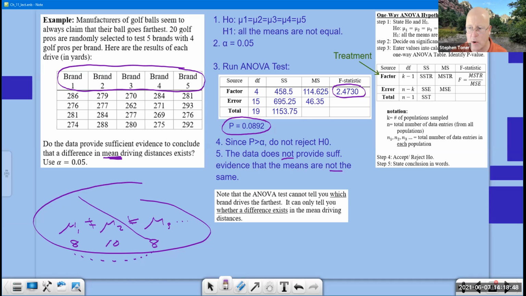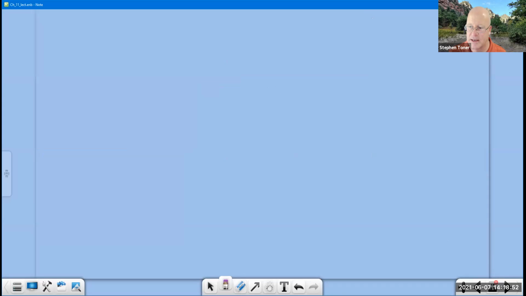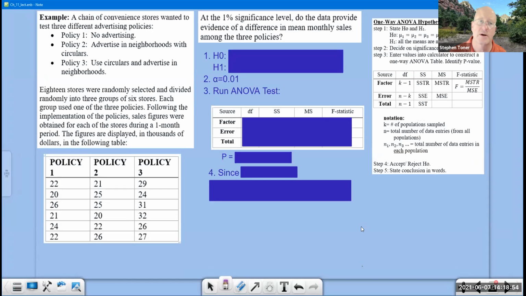Okay, let's take a look at one more problem of this type, and then I think that's the end after that. Yep, so here we go. A chain of convenience stores wants to test 3 different advertising policies, and here they are. And then it says 18 stores were randomly selected and divided into 3 groups of 6 stores each. Each group used one of these 3 policies. Following the implementation of the policies, sales figures were obtained by each of the stores during a 1-month period, and here we have it.